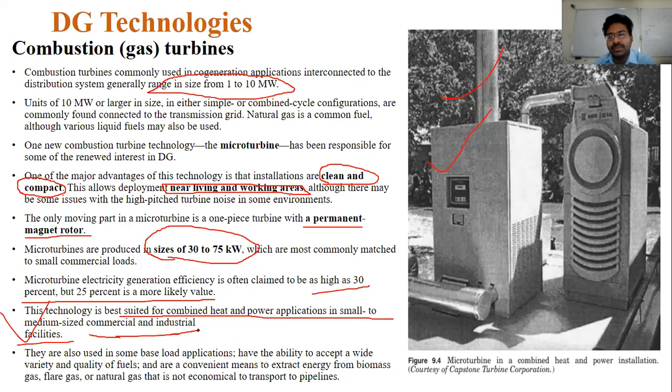We use this gas for commercial purposes because the installation cost of this plant is very high compared to diesel reciprocating engine generator sets. That's why most people use combustion gas turbines for commercial as well as industrial purposes.